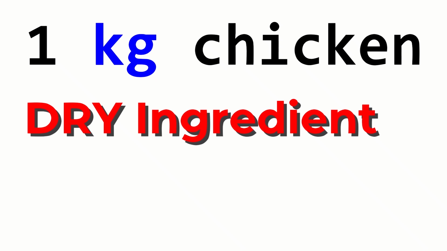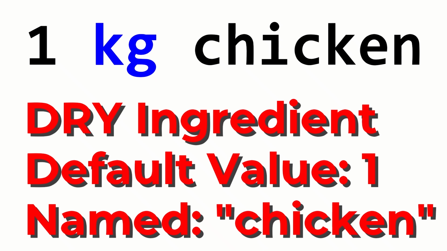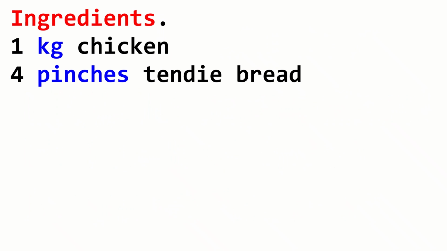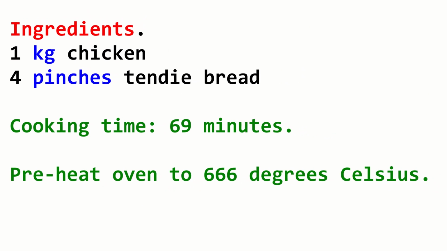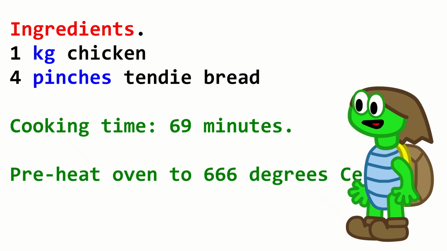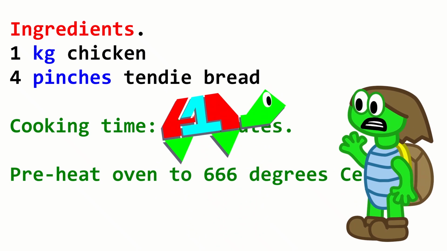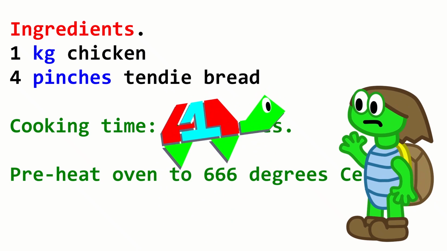So, 1 kilogram of chicken declares a dry ingredient called chicken with a default value of 1. Similarly, 1 liter of water declares a liquid ingredient called water with a default value of 1. What follows is the cooking time and oven temperature, specified as minutes and degrees Celsius. So, what do those values do anyway? Absolutely nothing. So, what's the point in having them if they don't accomplish anything?